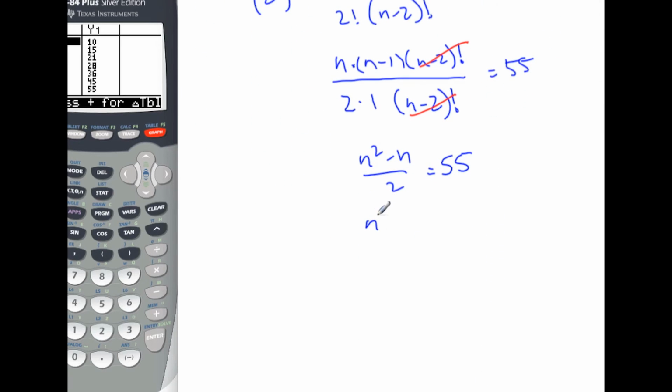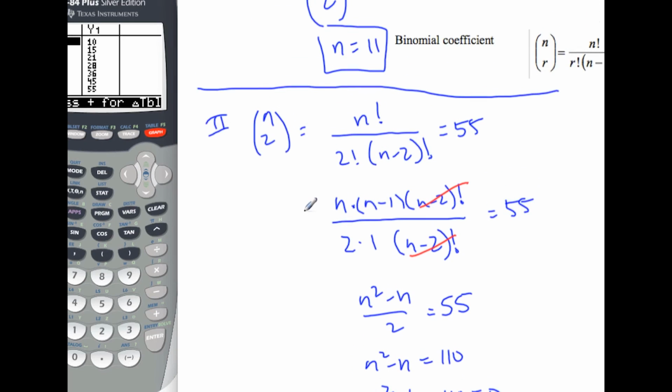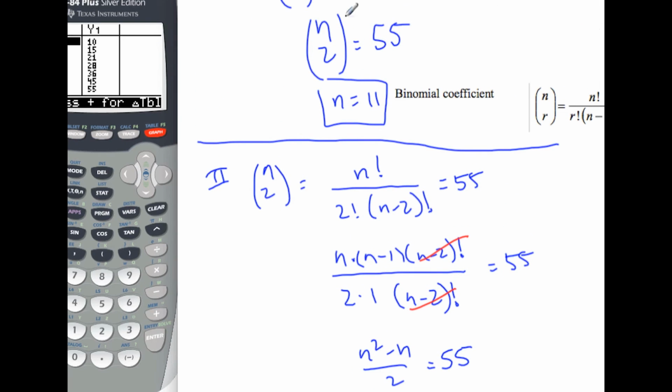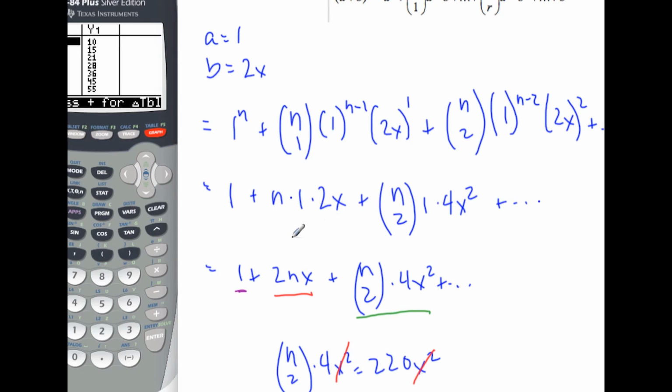Multiplying both sides by 2 gets me 110, and so n squared minus n minus 110 is 0. I have a quadratic that I can factor. 110 is 11 and 10, with 11 being negative, so they add to get negative 1. And so n equals 11, or n equals minus 10. I know n has to be positive, so again, n is 11 if I do it algebraically. And so I have two methods, both coming down to solving this equation. Using my calculator, I can quickly find it, or I can do it algebraically using the formula.